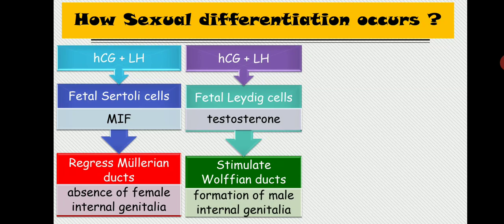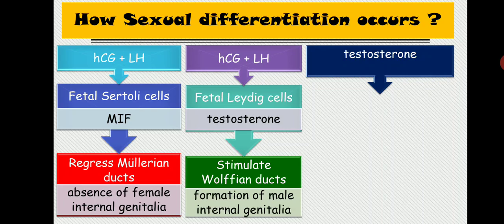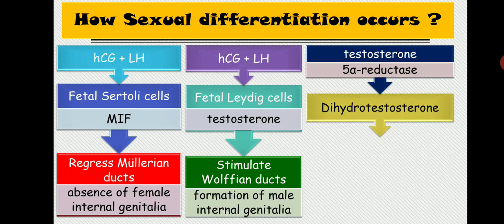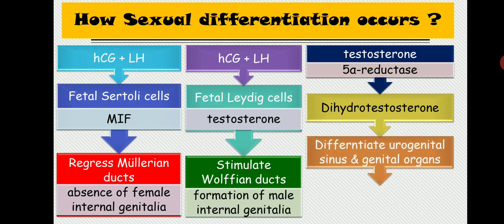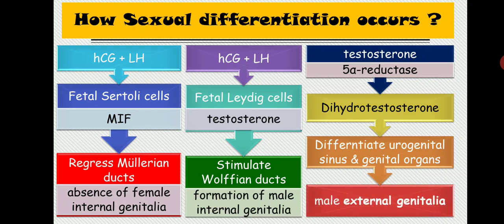What about the penis and scrotum? What about the external genitalia? So in order to make external genitalia, testosterone will be converted into dihydrotestosterone by the enzyme 5-alpha reductase. So 5-alpha reductase will work on the testosterone and make dihydrotestosterone, and this dihydrotestosterone will differentiate the two structures, urogenital sinus and genital organs, and make the male external genitalia. Got it? This is all about the sex differentiation.